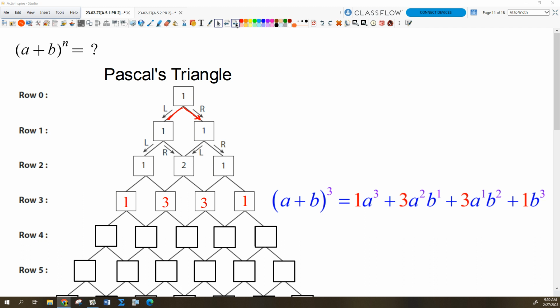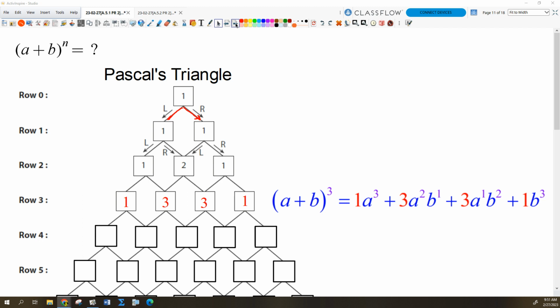The second term would have a coefficient of 3. Third term would have a coefficient of 3. Fourth term would have a coefficient of 1. Okay, that's what it tells me. So (a + b) cubed, because that's the row number, is going to be this. Now, what gets attached to those coefficients? What are the numbers 1 and 3 and 3 and 1 being multiplied by?